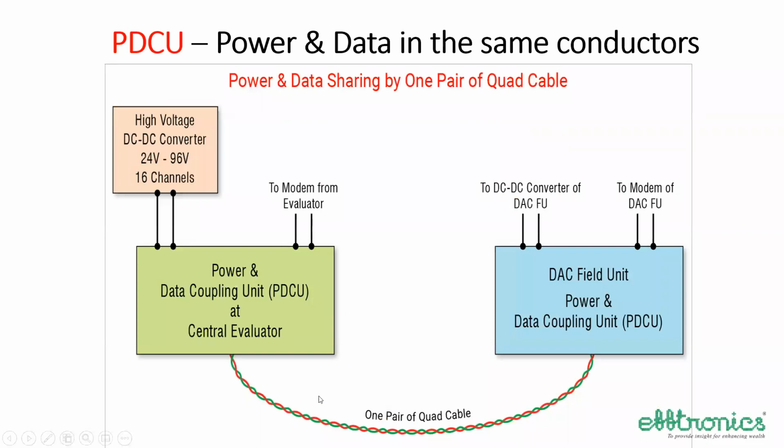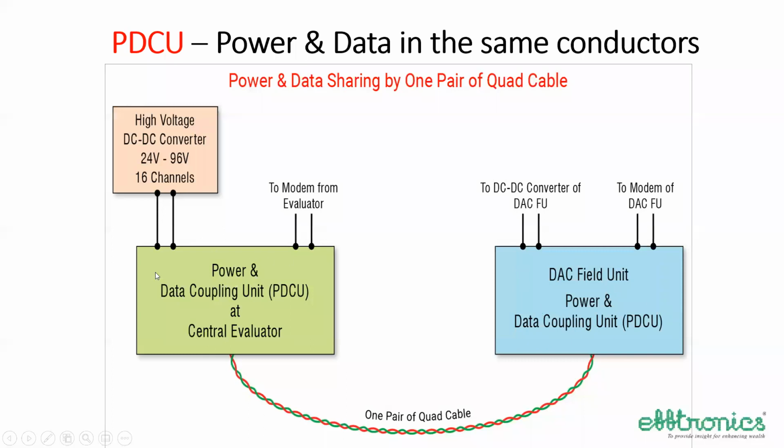This is how a PDC works. You can see, and this is for CEL SSDAC, where about 96 volts DC is applied to this unit, and also some 2 wires are connected to the evaluator modem, and just 2 wires are connected, 1 pair of quad cable to the field unit. DAC, digital axial counter field unit. This is the electronics at the site. Now power and data coupling unit, that is the name of this.